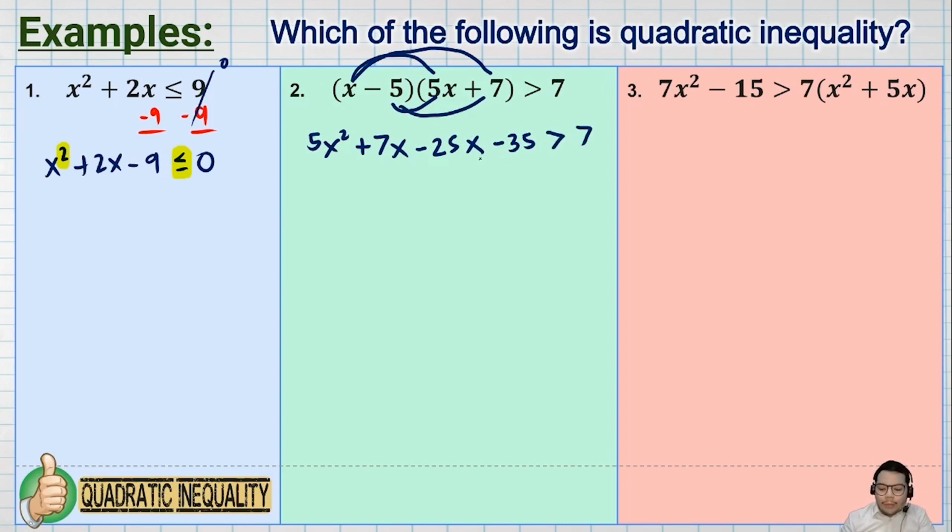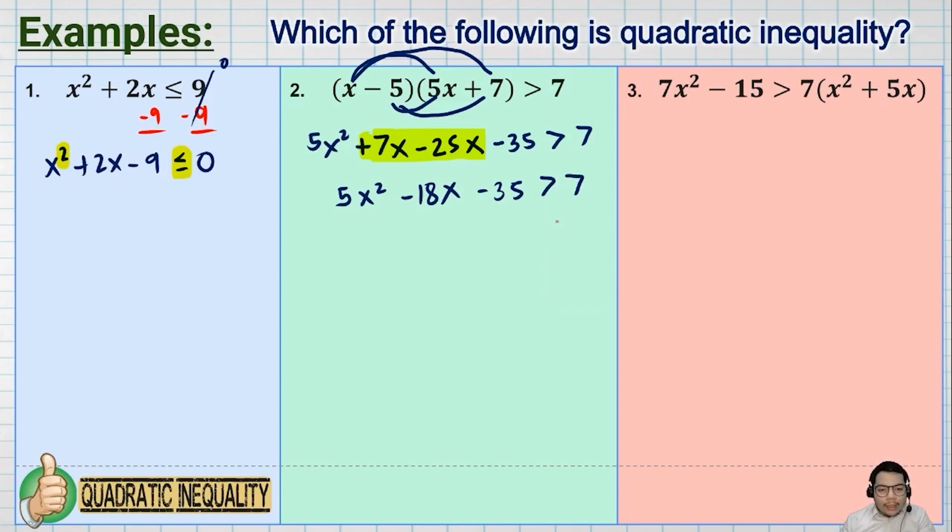From this, pwede pa natin siyang masimplify by combining positive 7x minus 25x. Pag kinumbine natin yan, we will be having negative 18x. Then copy lang natin yung mga natira sa left and right side. So we have 5x squared on this side and then copy minus 35 then greater than 7. Kailangan 0 yung dito sa right side. So ano yung pwede nating gawin?